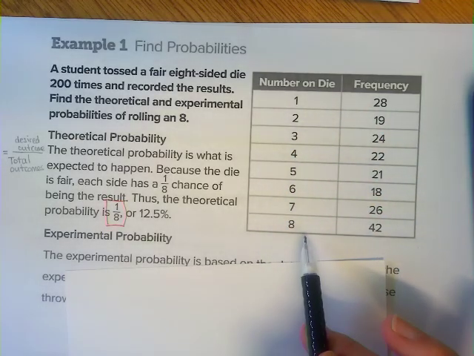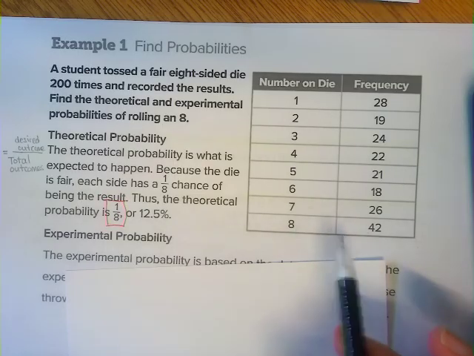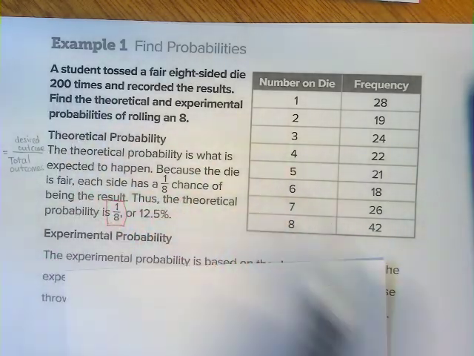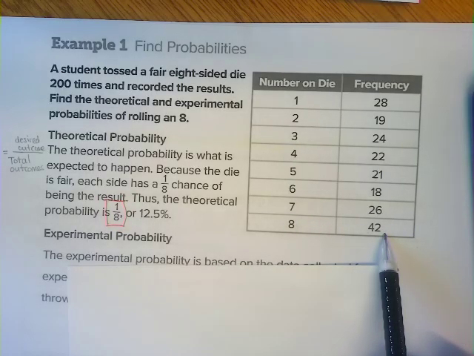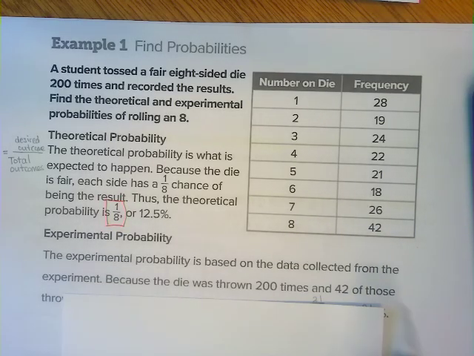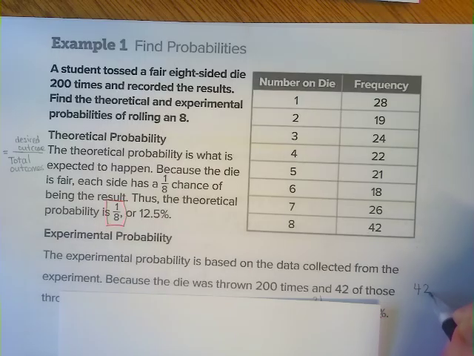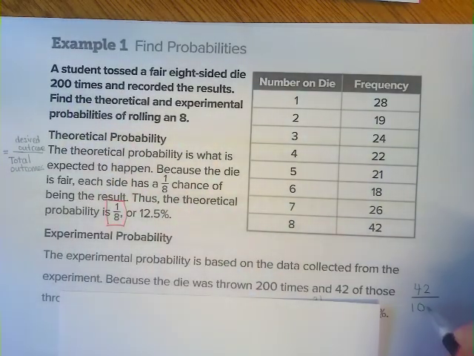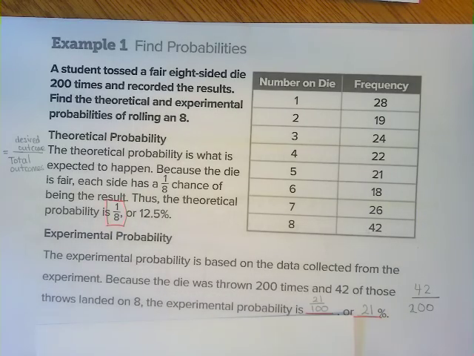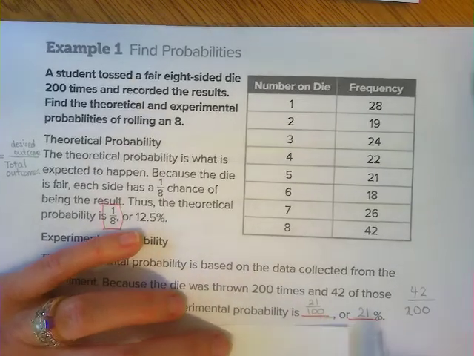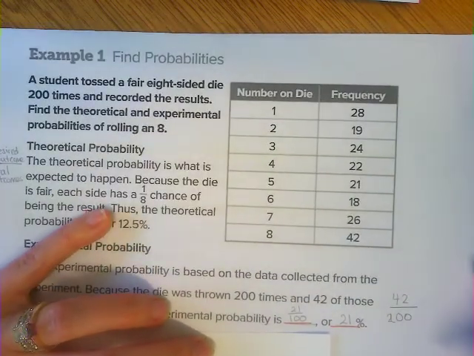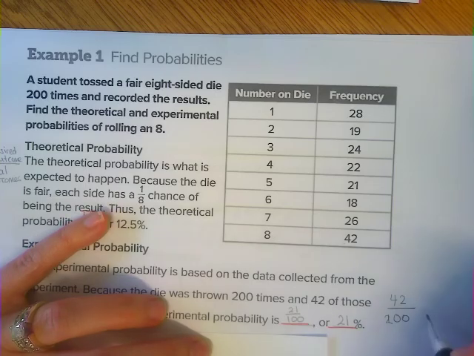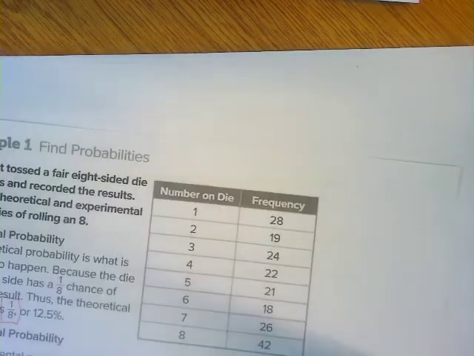So how many times did I actually get an 8 over the whole possible options of me rolling it? I got 42 for the top, and then I would divide by the number of times that the die was actually rolled, so 200, and then I would just reduce that. So 42 over 200 would change to 21 over 100, and then if you want to change that to a percent, you can just divide those two, and that's what it would change to. All right, pause the video and see if you can try the check question.